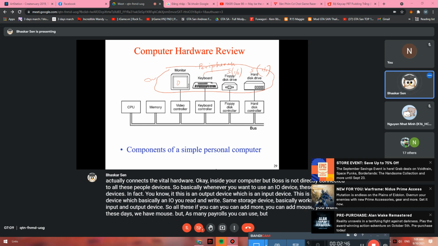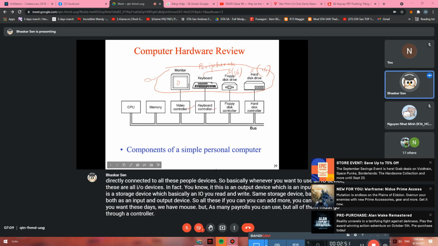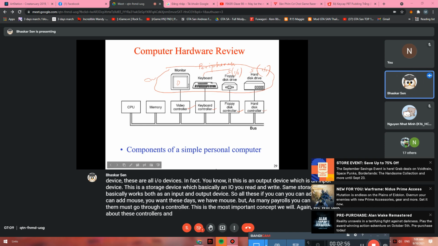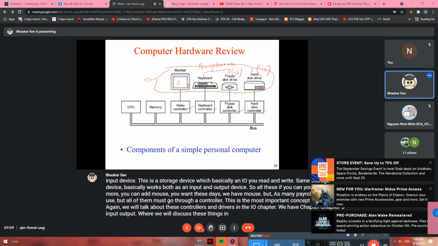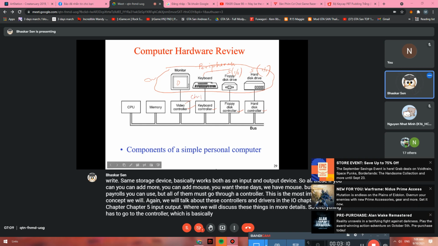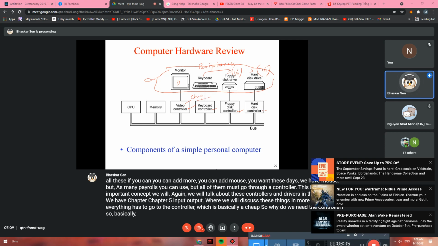But all of them must go through a controller. This is the most important concept. Again, we'll talk about these controllers and drivers in the I/O chapter. We have chapter 5, input output, where we will discuss these things in more detail. So everything has to go to the controller, which is basically a chip. So why do we need the controller? I will try to keep it as short as possible to give you a quick idea.